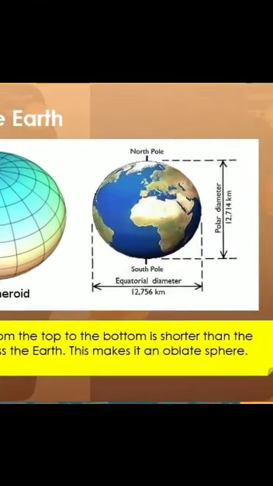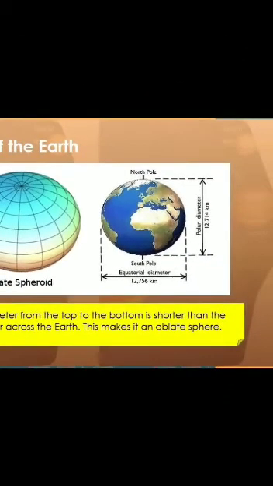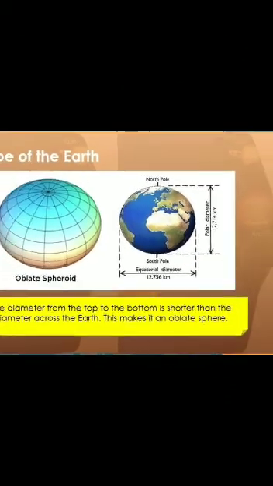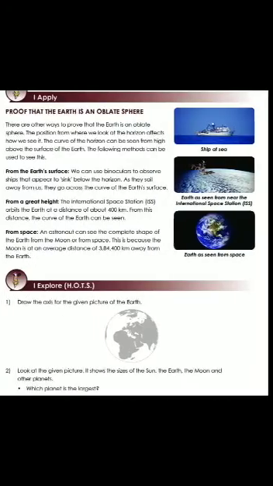See here, the diameter of the earth is clearly seen. The diameter from the north to the south pole is 12,756, whereas the diameter from east to west is 12,756 kilometers. So this shows that the earth is in the shape of an oblate spheroid.